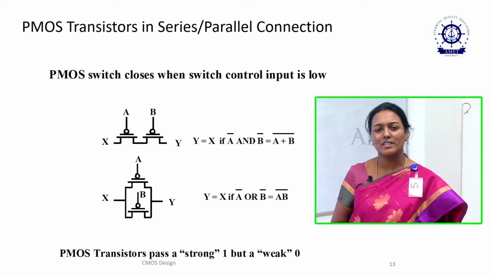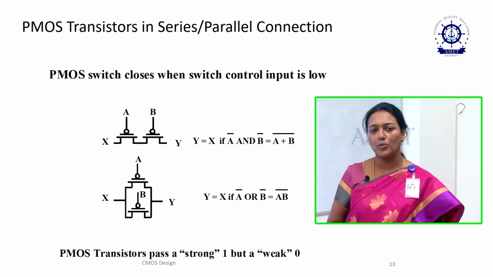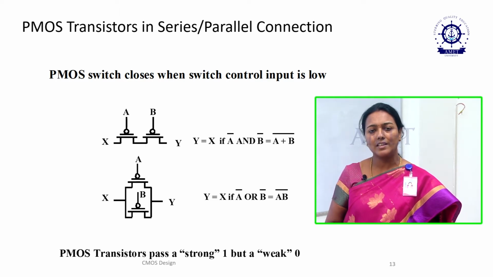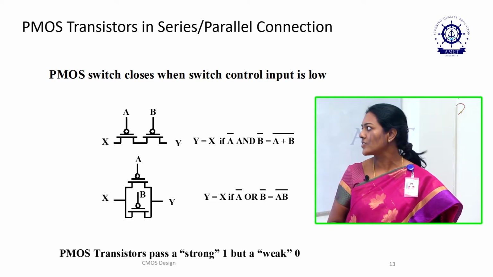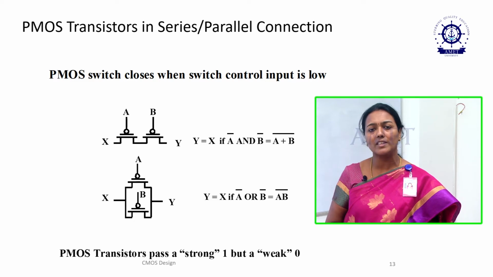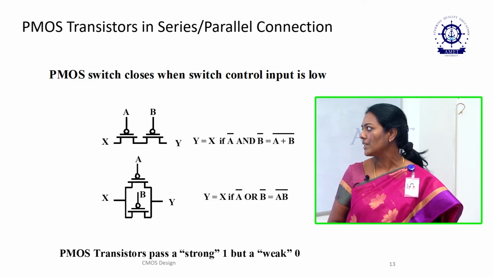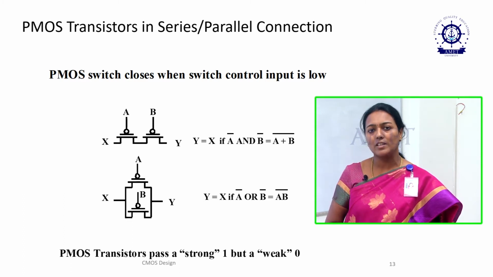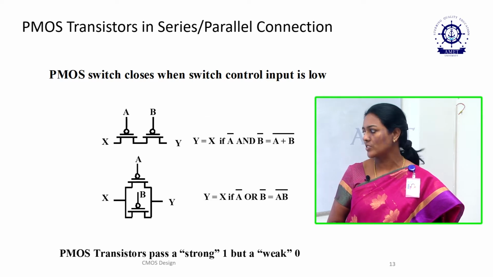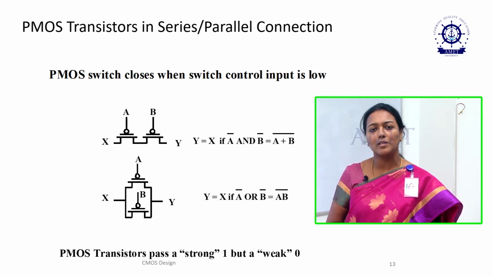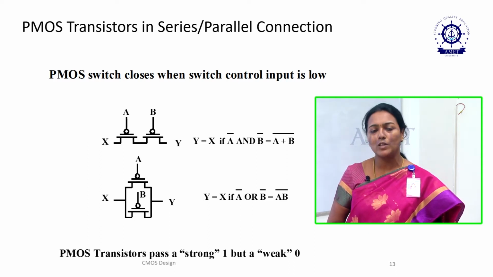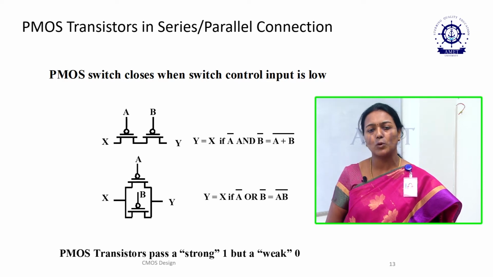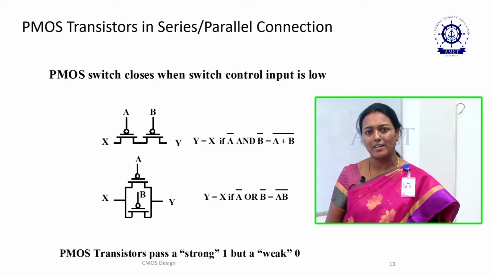A PMOS switch closes if the control input is low. Here you can see the two PMOS transistors are connected in series. So if the input voltage is low, accordingly we are able to get the logic output. Y is equal to X if A bar and B bar, that is equal to the corresponding logic. Similarly, for the next structure, you can see both the transistors are connected in parallel, and simultaneously you are able to get the output. This shows both AND logic as well as OR logic using PMOS. Both are connected in series as well as in parallel.